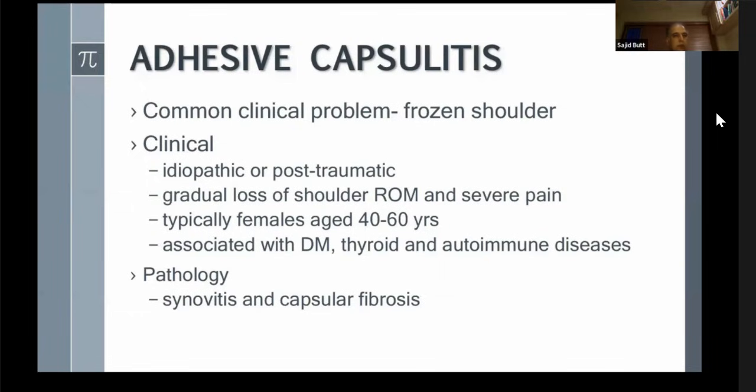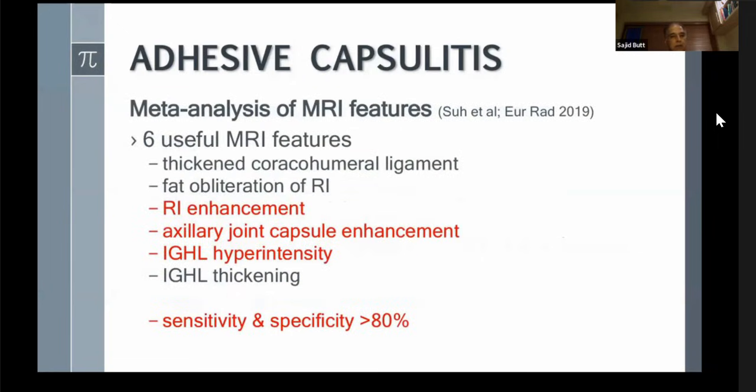However, we have been documenting quite a few findings in patients with adhesive capsulitis. And in a relatively recent study, they have come up with 6 useful MR features which can be assessed to make a diagnosis of adhesive capsulitis. So what are these findings?